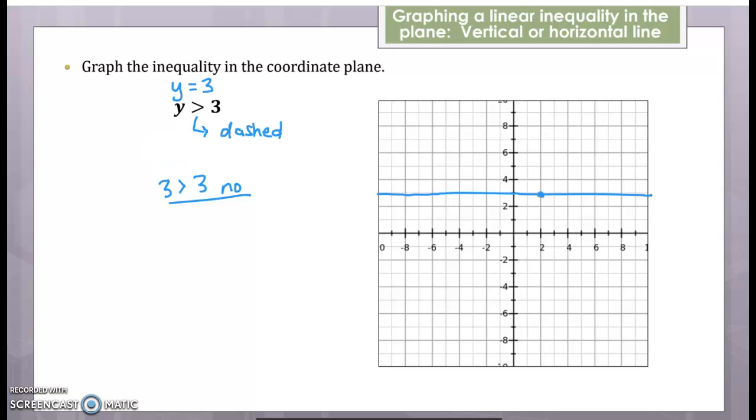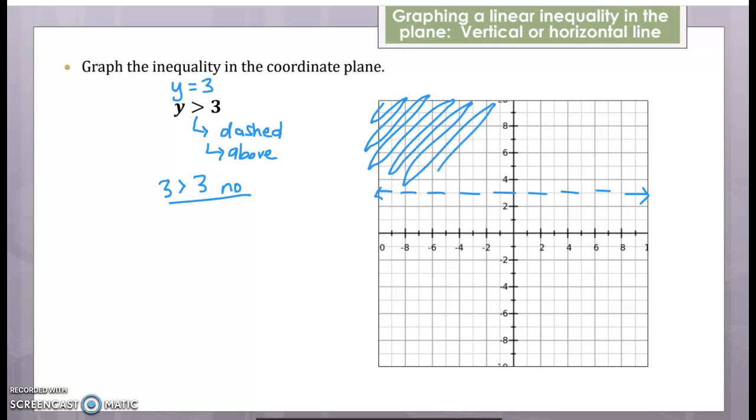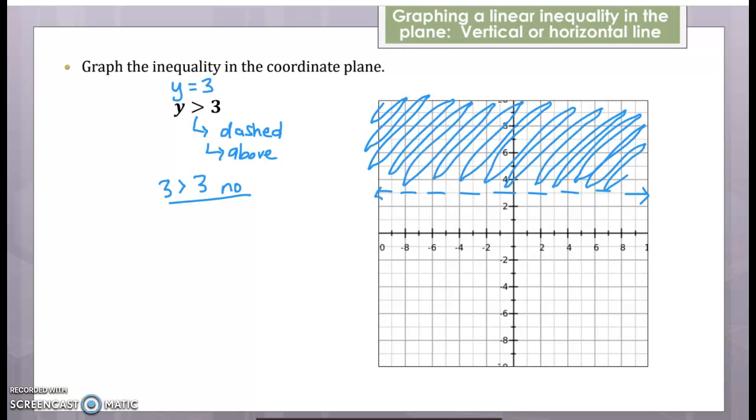The greater than sign means we're going to be above the line. So let's go ahead and make our boundary line dashed. At y equals 3, we have a boundary line that is dashed. And then we shade above that boundary line, like that. So this is our solution region.